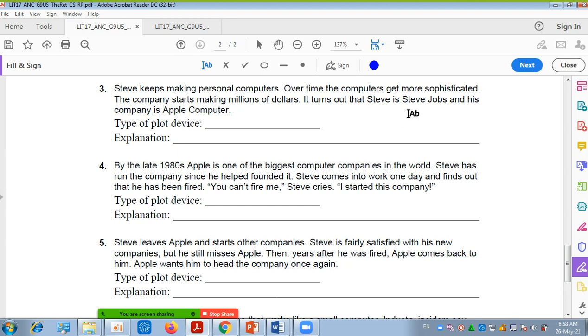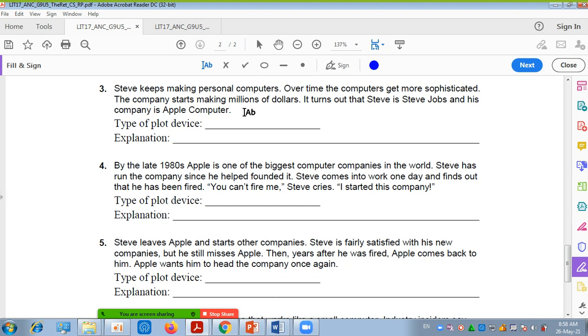He's still winning. It turns out, to discover, this is the surprise, that Steve here in this story is Steve Jobs. I told you from the beginning that he was Steve Jobs, but you're supposed to discover this in this part of the passage. This Steve that we are talking about is Steve Jobs, and his company is Apple Computer. The company that we are talking about is Apple Computer, that made the phones and laptops people are now holding. So here, is this a surprise for you or not?